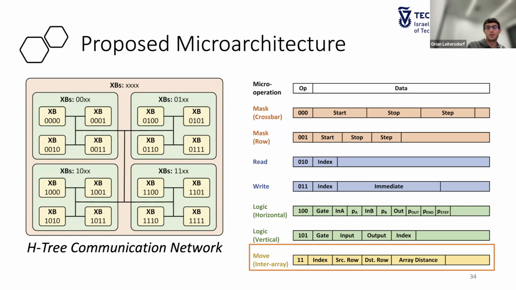So now we're going to move on to our last instruction. It's going to be a move operation. It's going to be inter-array. When you're doing processing in memory beyond a single crossbar, you want to have some inter-array communication. We also talked about it in Geraldo's talk at the beginning. And here we're following an H-tree communication network, which means that the arrays are divided into an H-tree and they can communicate with varying levels of parallelism according to how far the communication needs to reach.